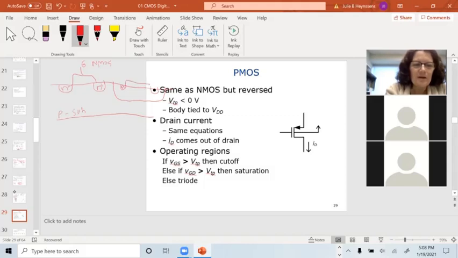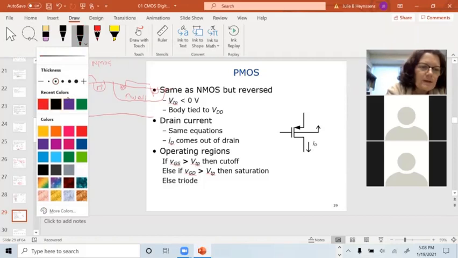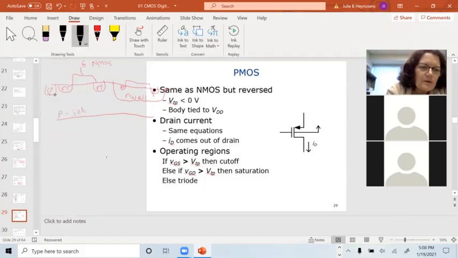So this is P plus, this is an N well. Let's look for PN junction diodes here. Now here is the body. If you look right here, you've got an N diffusion right next to a P diffusion. You have a PN junction right along this boundary.